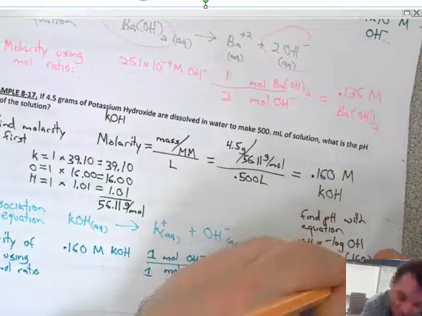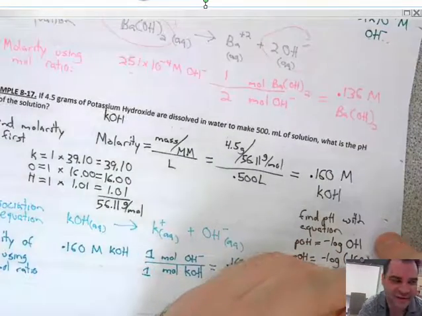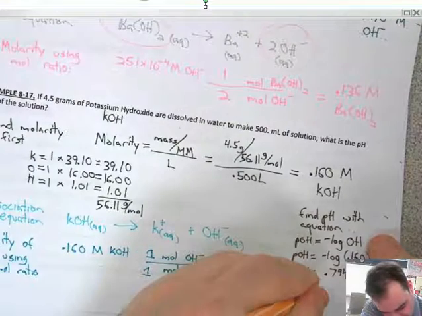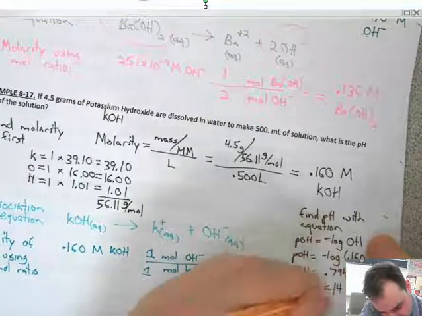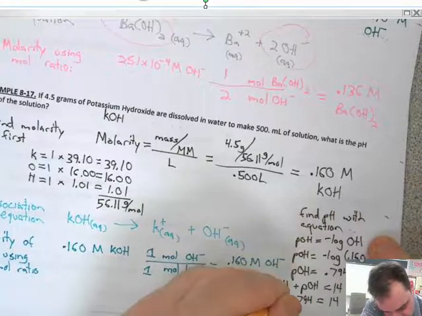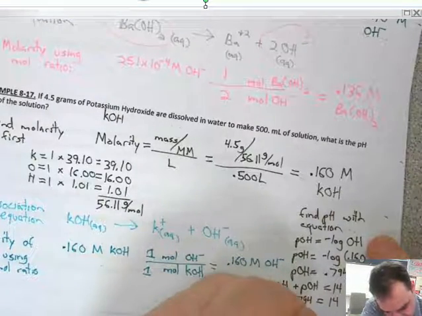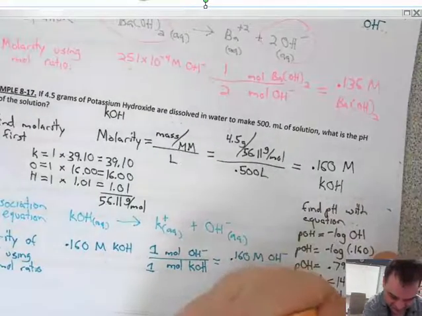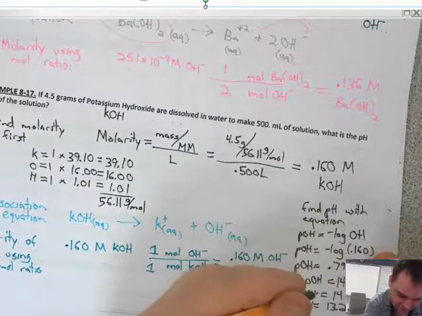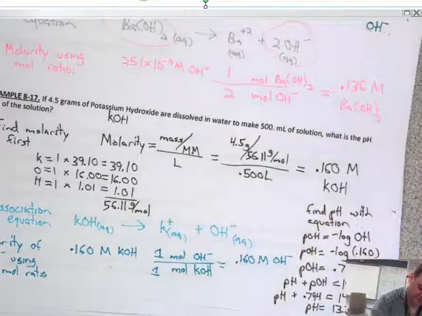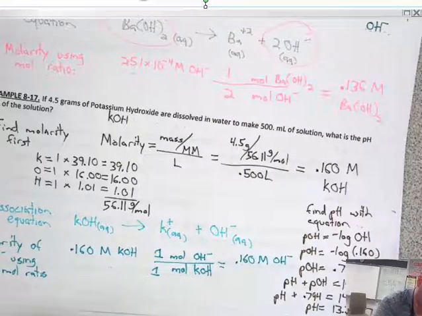0.794. Did you know I can do logs in my head? Oh yeah, I can. Then we do pH plus POH equals 14. 0.794 equals 14. pH equals 13.21, which has a sig issue, but I don't want to discuss that with you right now.